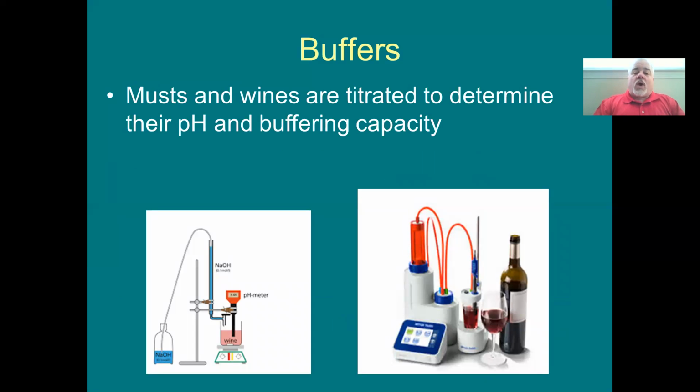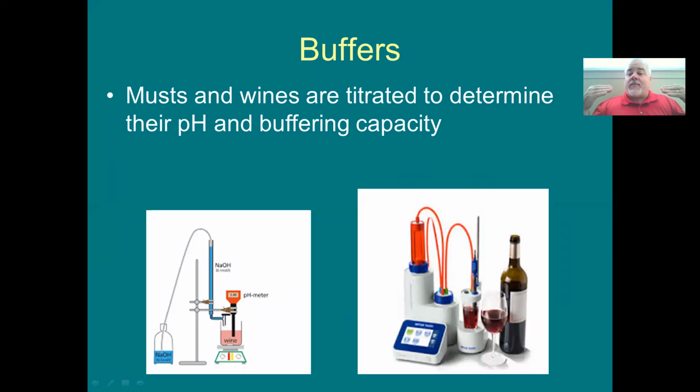So musts and wines are titrated to determine their pH and buffering capacity. Here you can see a simple setup with sodium hydroxide base, a pH meter, so I'm measuring the pH of the wine, and then I'm adding the sodium hydroxide until the pH reaches some set point. And that tells me how well the wine was able to resist the change in pH.